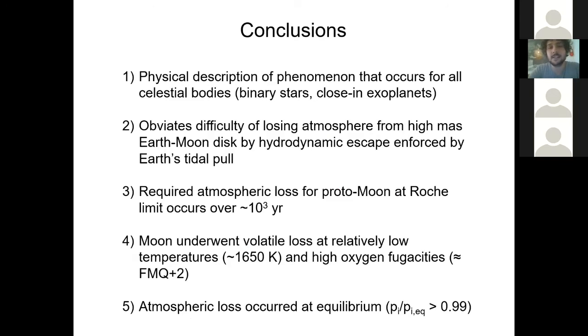So these are the conclusions. We have a physical description of a phenomenon that occurs for all celestial bodies, for example, binary stars and close-in exoplanets. It obviates the difficulty of losing an atmosphere from a high mass Earth-Moon disk because we have the presence of the Earth, which propels this escape. We see that the timescale over which this atmospheric loss occurred is probably about 10^3 years. We show that the conditions under which volatile loss occurred were relatively low temperatures, about 1650 Kelvin, and high oxygen fugacities, and that atmospheric loss must have occurred at equilibrium in order to satisfy isotopic constraints. So thank you very much.